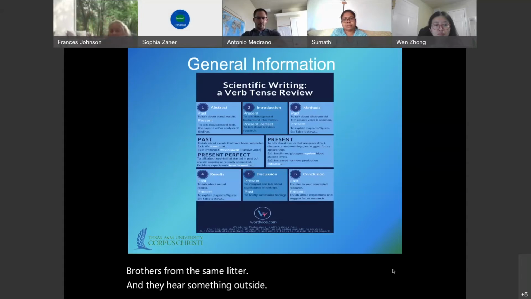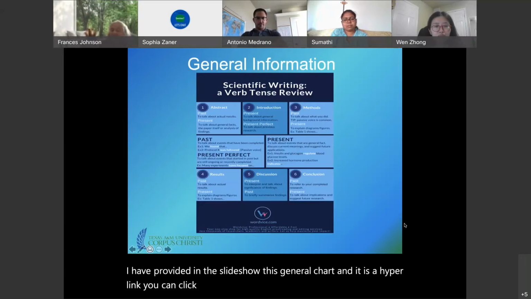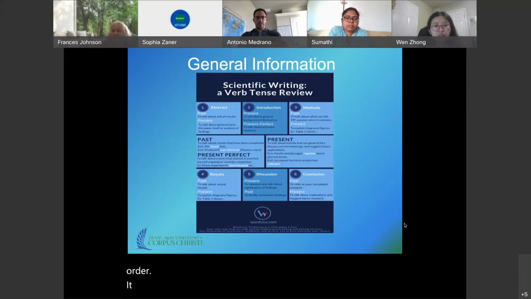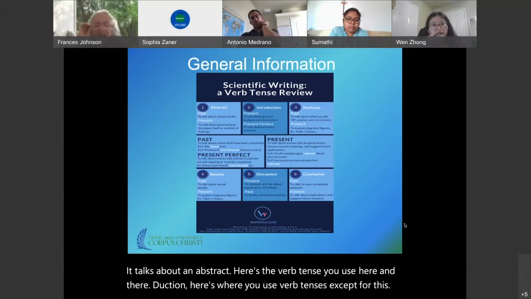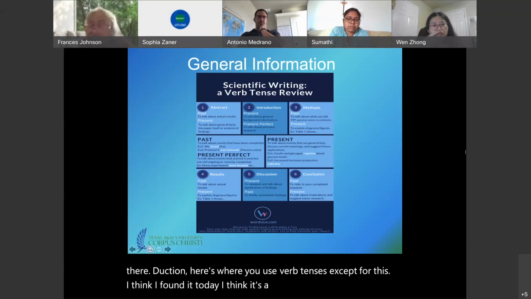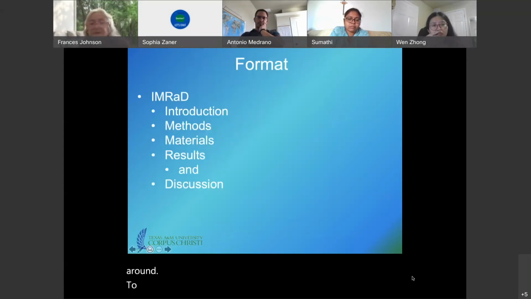I have provided in the slideshow this general chart, and it is a hyperlink. You can click on it, and this is something that you can order. It talks about an abstract, here's the verb tense you use here. Introduction, here's where you use verb tenses, except for this. I think I found it today. I think it's a great thing to just have around to use if you want to.